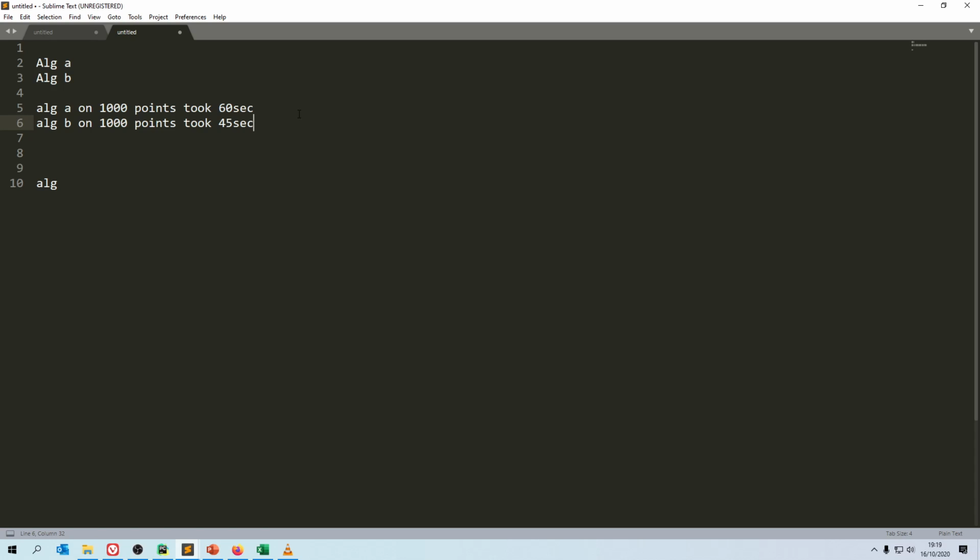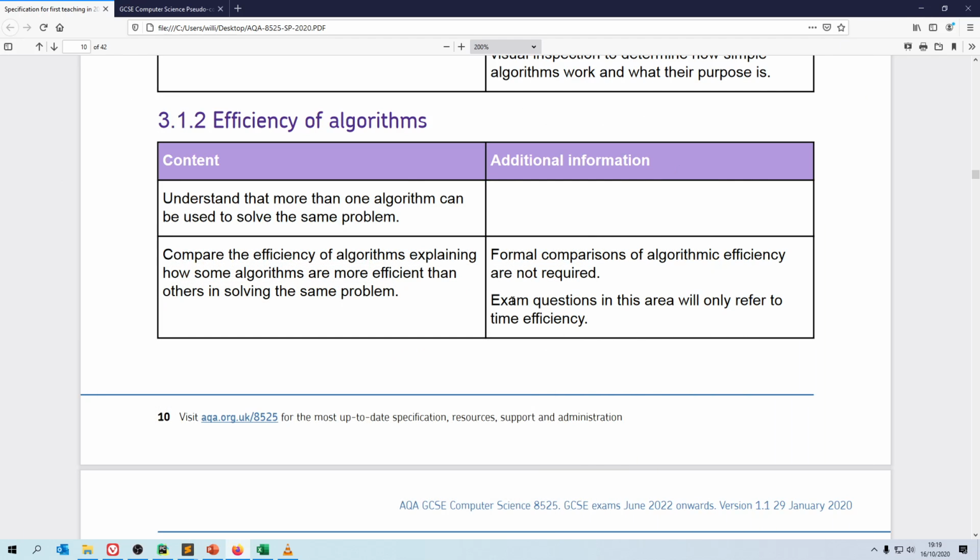It works faster with less resources. Technically speaking, you should compare things like the time it takes and the memory it takes, but in this, all we're interested in is how long does the algorithm take, and lower is better because an algorithm that works quickly is more useful.